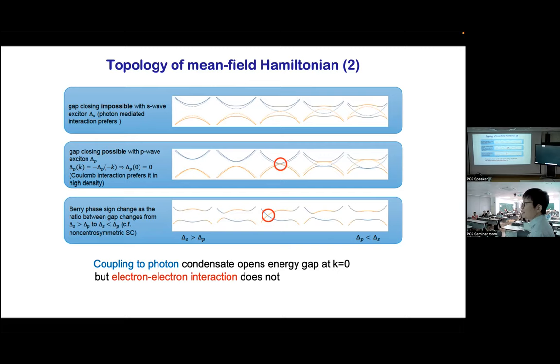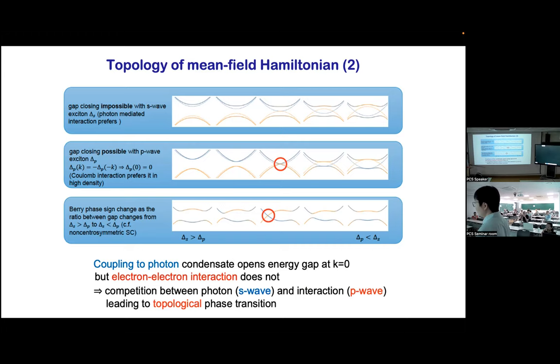But if you have a combination of S-wave pairing and P-wave pairing, it turns out that you can have the gap closing away from K equals zero. So this combination of S and P is actually breaking additional symmetry. We know that with this combination of S wave and P wave, you are breaking rotational symmetry. So in this sense, we are having both a symmetry breaking transition and a topological phase transition as well.